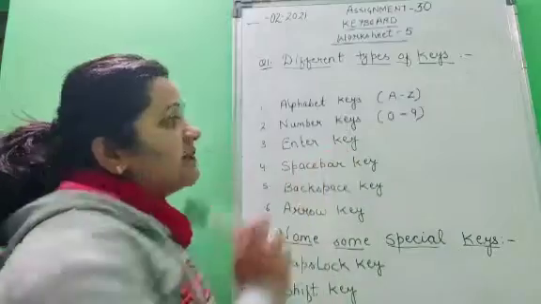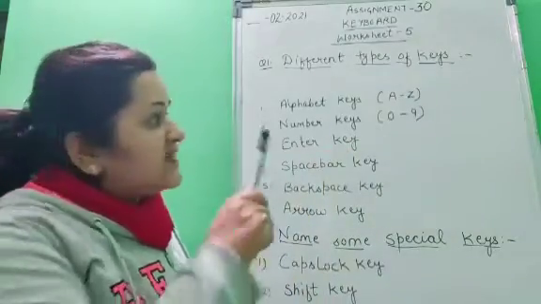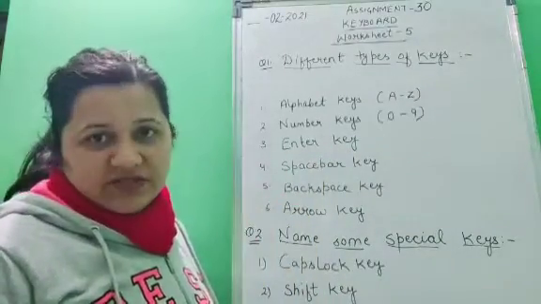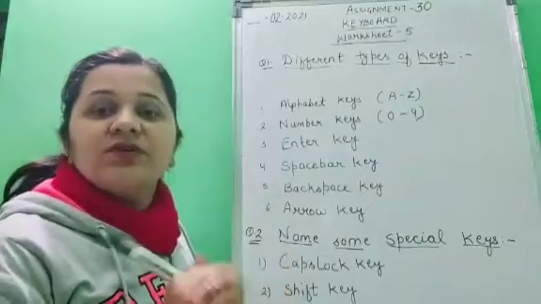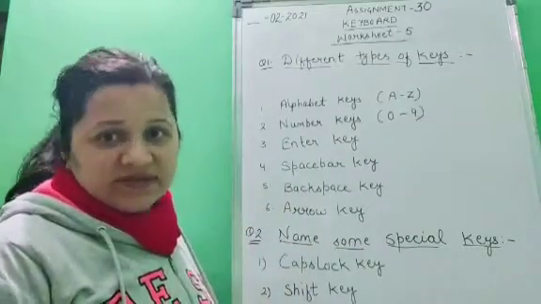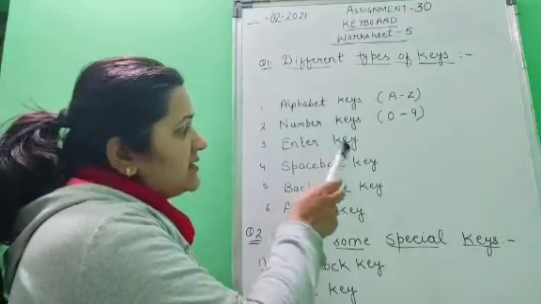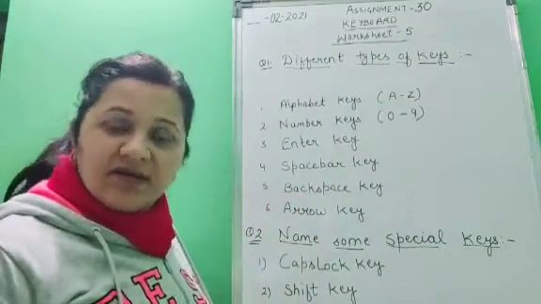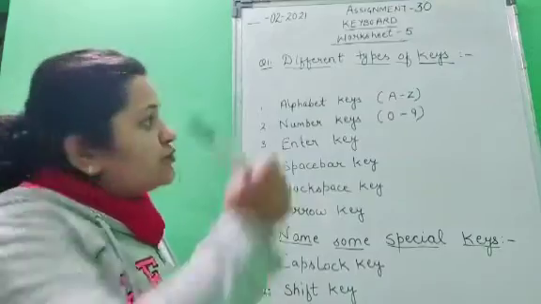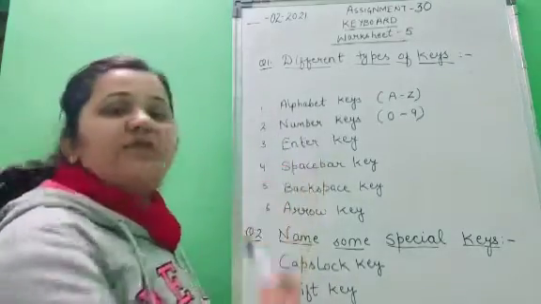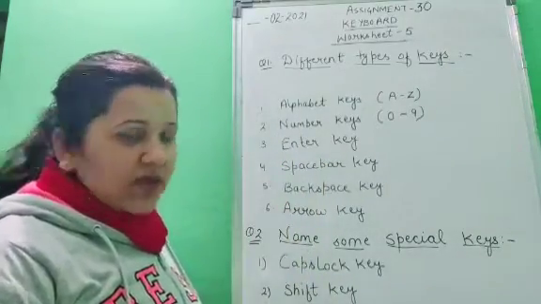Next is number keys. Number keys are the keys on which 0 to 9 numbers are written. Number keys help us to type numbers on the computer screen, okay, children. Next is E-N-T-E-R, enter, K-E-Y, key, enter key. If we want to come to the next line, then we have to press the enter key.